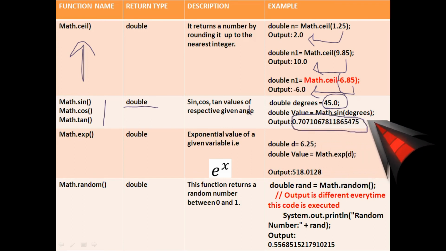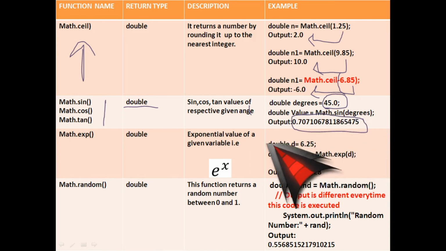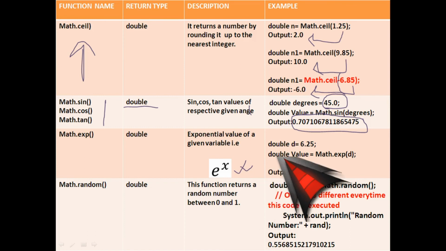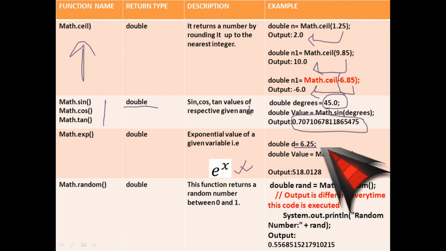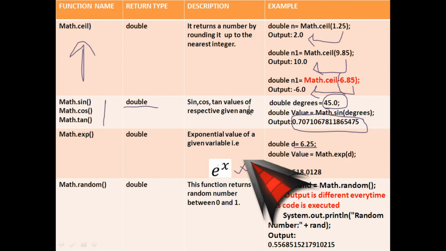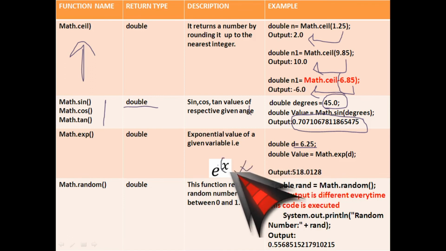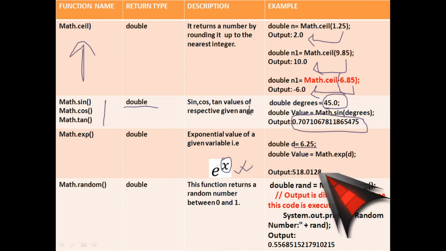Math.exp will give me the exponential value e to the power x. I can pass only one single value. It is not math.pow. It is only e to the power x. So only the value of x we need to pass on, and as per that, the calculation will come. It is also a fractional value.